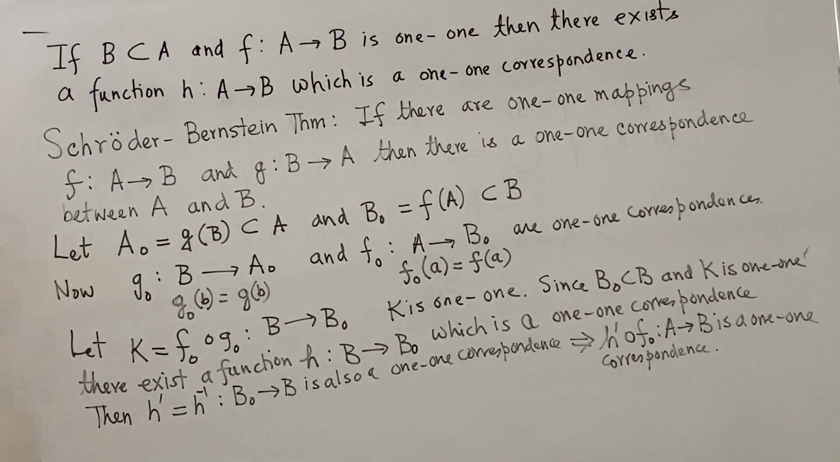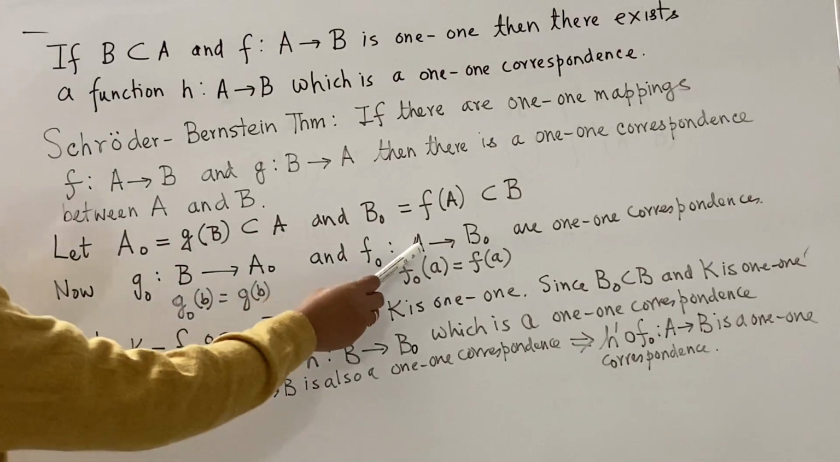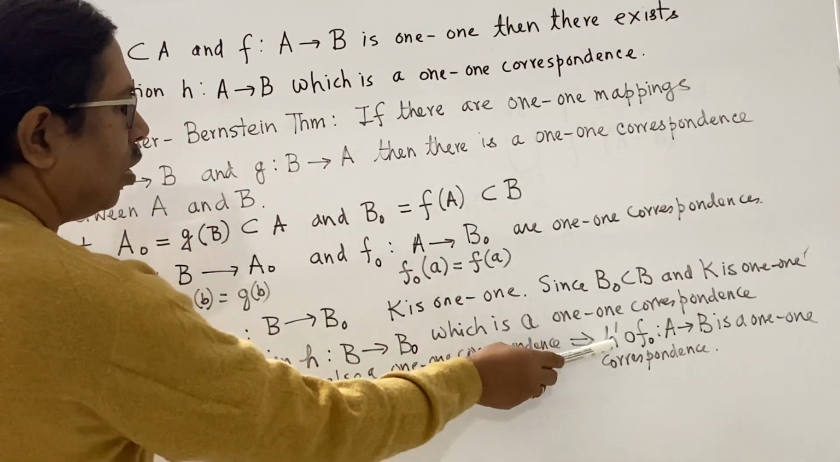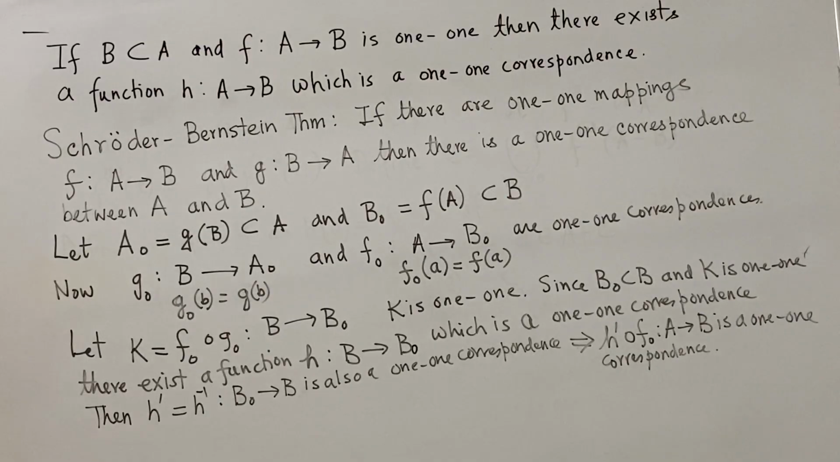Now, if we compose H dash with f naught, then we have a function from A to B naught and then B naught to B. So H dash composed with f naught is a function from A to B, which is also a 1-1 correspondence, because the composition of two 1-1 correspondences is again a 1-1 correspondence. Thus, we have shown that there is a 1-1 correspondence between the two sets A and B, and we have proved the Schroeder Bernstein theorem.